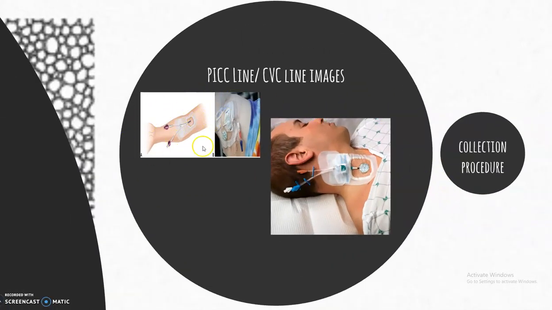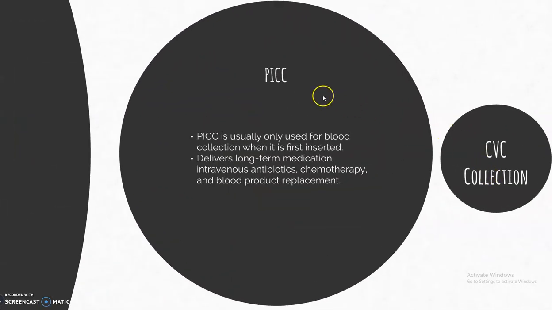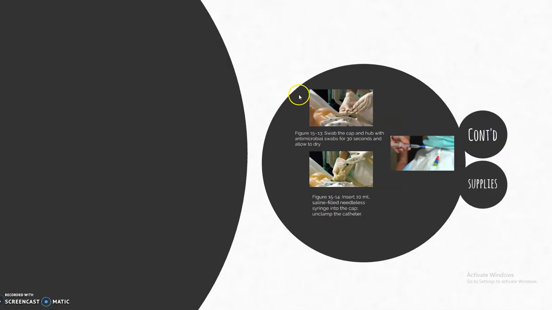This is what a PICC line looks like. Sometimes they come as a single lumen or double lumen, and sometimes they can draw blood from these. This would be a CVC line, central vascular catheter line, sometimes found in the neck. The collection procedure: a PICC is usually only used for blood collection when it's first inserted. It is a surgical procedure to insert, delivers long-term medication, IV antibiotics, chemotherapy, and blood products.